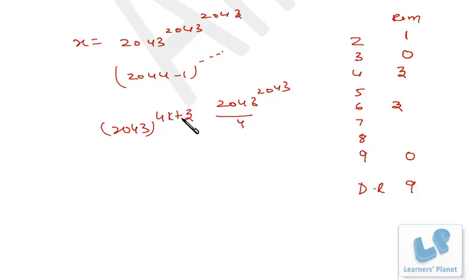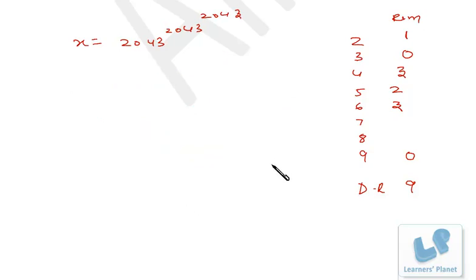Now 4k plus 3 format means the third position. 3, 3s are 9, 3s are 27. The third position means the unit digit of this number will be 7. If the unit digit is 7 and you divide it by 5, then what will be the remainder? Obviously 2. Now let's see from 7.